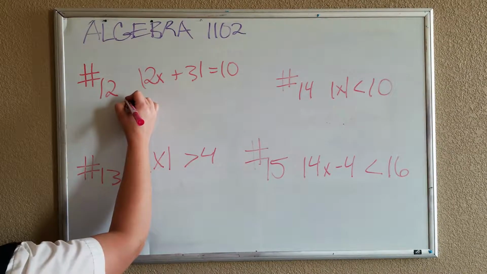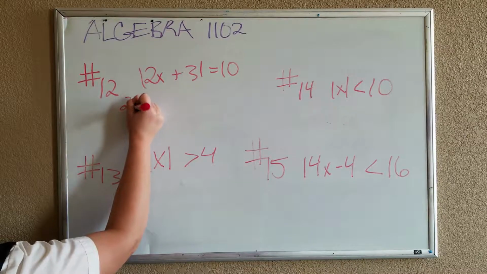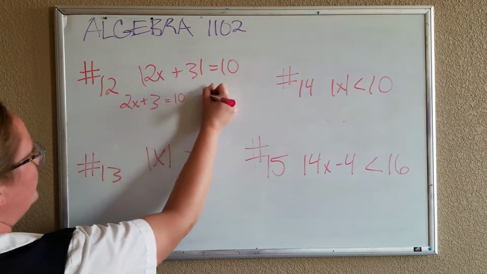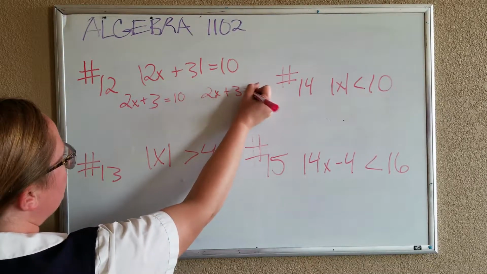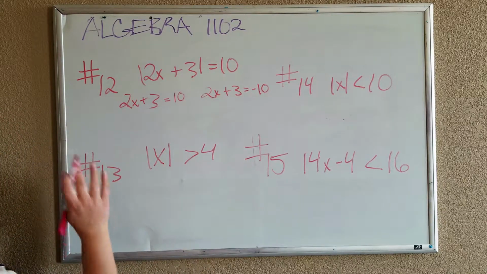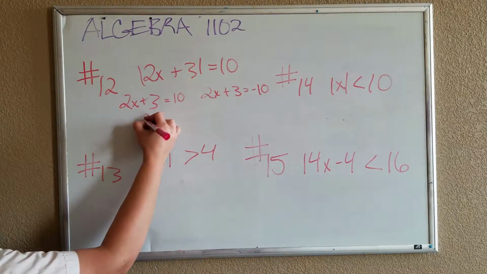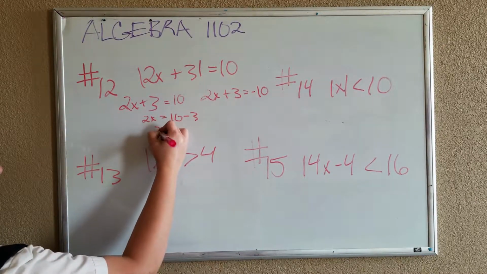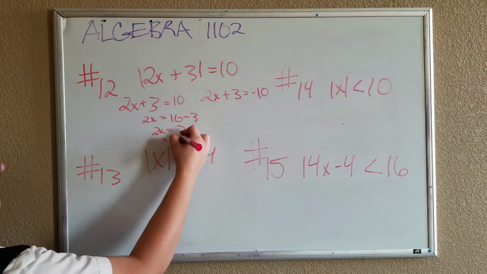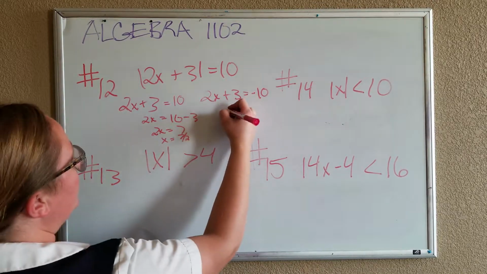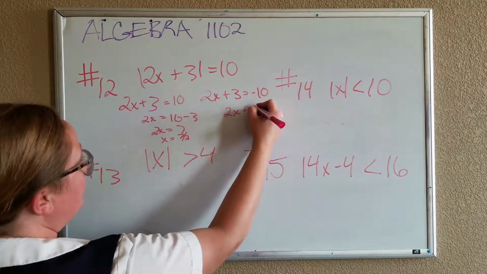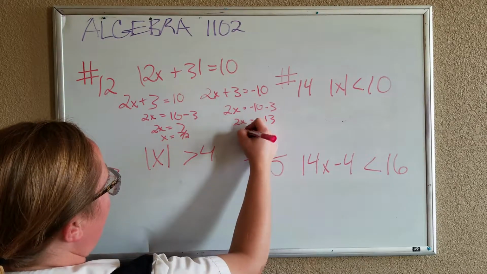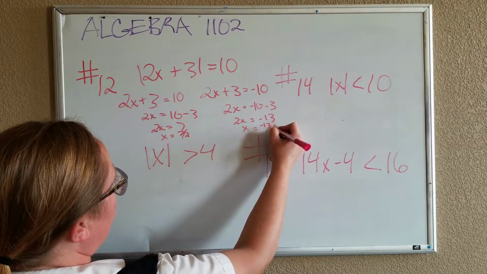So we're going to solve two equations. You got to solve for 2x plus 3, you leave the exact same signs in here, equals 10. And 2x plus 3 equals negative 10. All right? So you do the exact same functions on both sides. You would go 2x equals 10 minus 3. 2x equals 7, and so x would equal 7 over 2. And on this side, 2x equals negative 10 minus 3. 2x equals negative 13, which would leave x equaling negative 13 over 2.